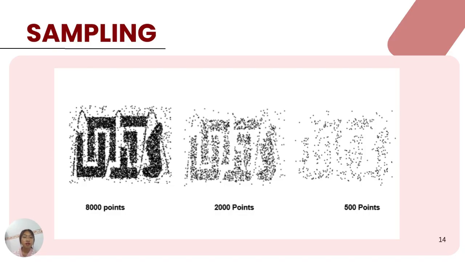This is the example of sampling. Sampling density really matters, because with more sampled points or dots, we produce a clearer image. As you can see, the first image has 8,000 points, and the image is really clear and very detailed. If we reduce to 2,000 points, the image is still recognizable because some structure still remains. And if we reduce it to 500 points, the shape becomes rough and hard to distinguish.